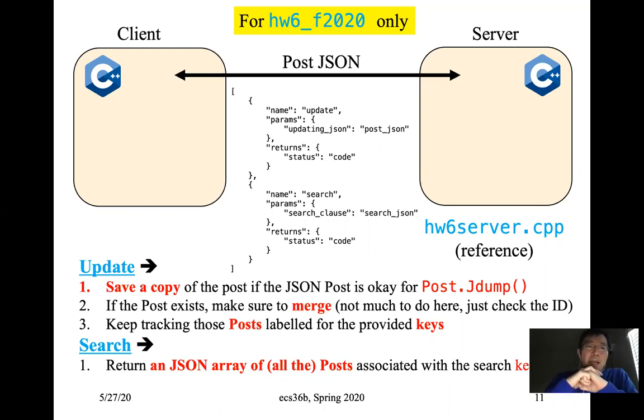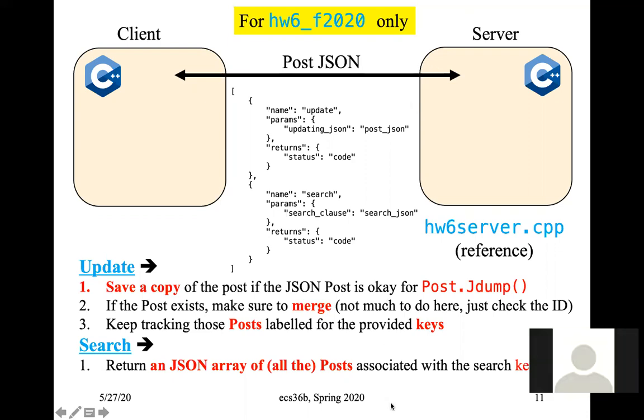Essentially, we split homework 5 into client and server, but then we add in the concept of a key, so you have a way to retrieve the post that you like. That's what I want to talk about for homework assignment number 6. Any questions?